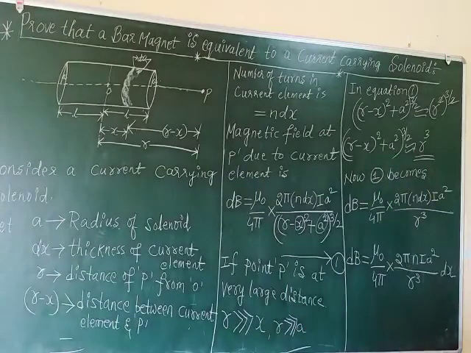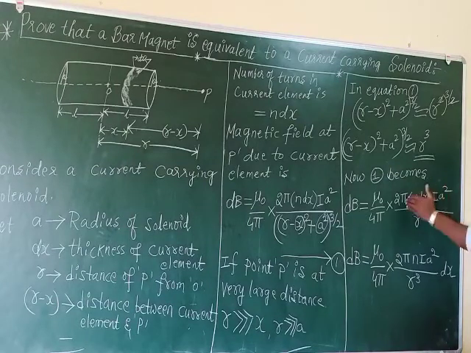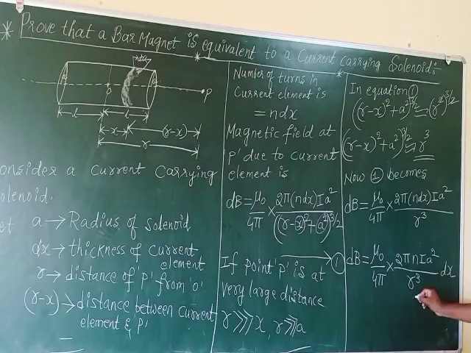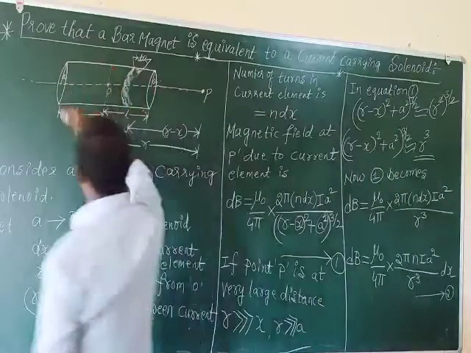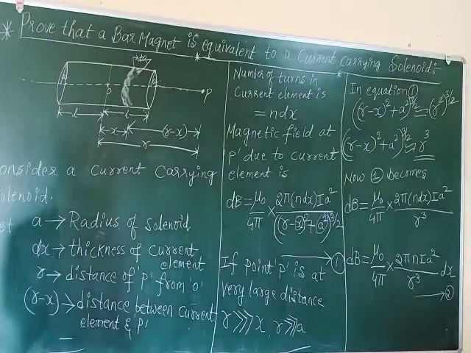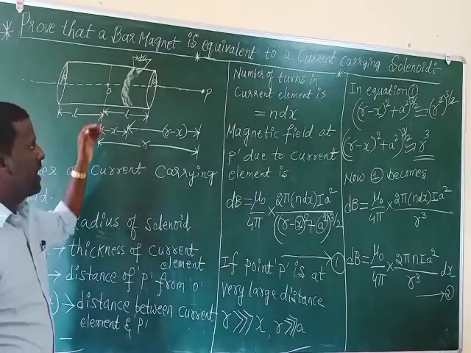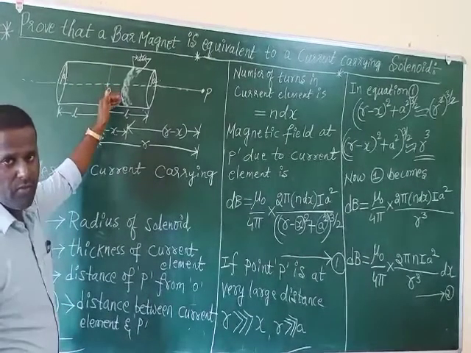So what I am doing now, I am separating this dx and writing it at the last: 2 pi n I a square divided by r cube into dx. This is equation number 2. Here, this entire solenoid is assumed to be made up of a very large number of such current elements.